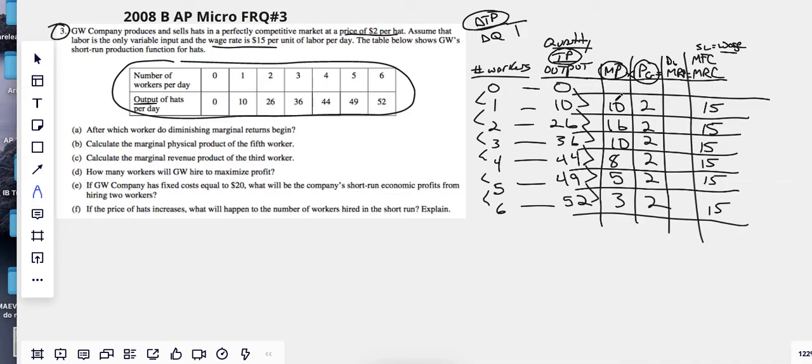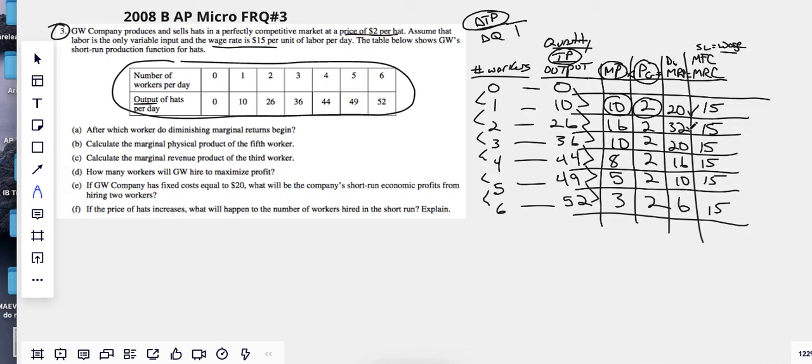So what this implies is this first worker is producing 10 units of good. The price of what they can sell those hats for is $2 each. So this worker brings $20 into my company. I pay him 15. I like this guy a lot. I'm going to hire him. 2 times 16, 32, I think. 2 times 10, 20. 2 times 8, 16. 2 times 5 is 10. 2 times 3 is 6.